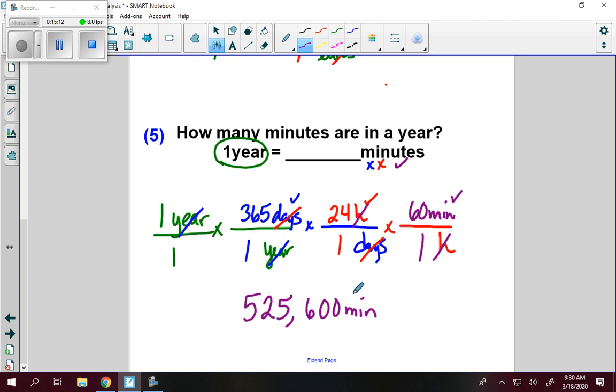525,000 moments to share. In daylights, in sunsets, in midnights, in cups of coffee. How many minutes measure a year?